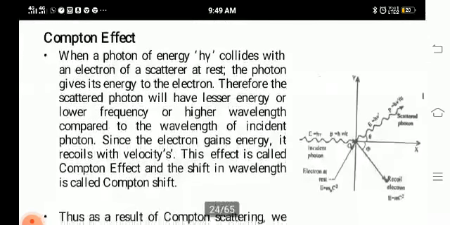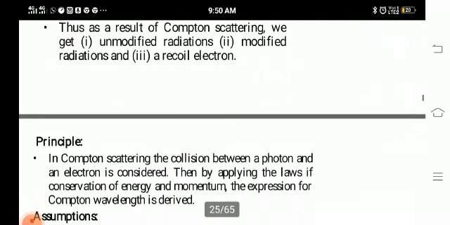What is the Compton effect? When a photon of energy h nu collides with an electron at rest, the photon gives energy to the electron. Therefore, the scattered photon will have lesser energy and the electron will become a recoil electron with velocity v. This effect is called the Compton effect, and the shift in wavelength is called the Compton shift. Thus, as a result, Compton scattering can have unmodified radiation, modified radiation, and a recoil electron.